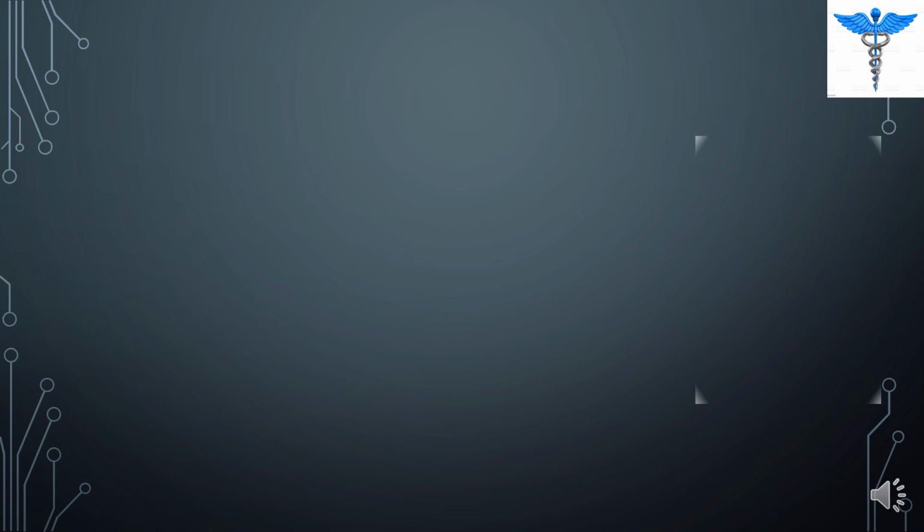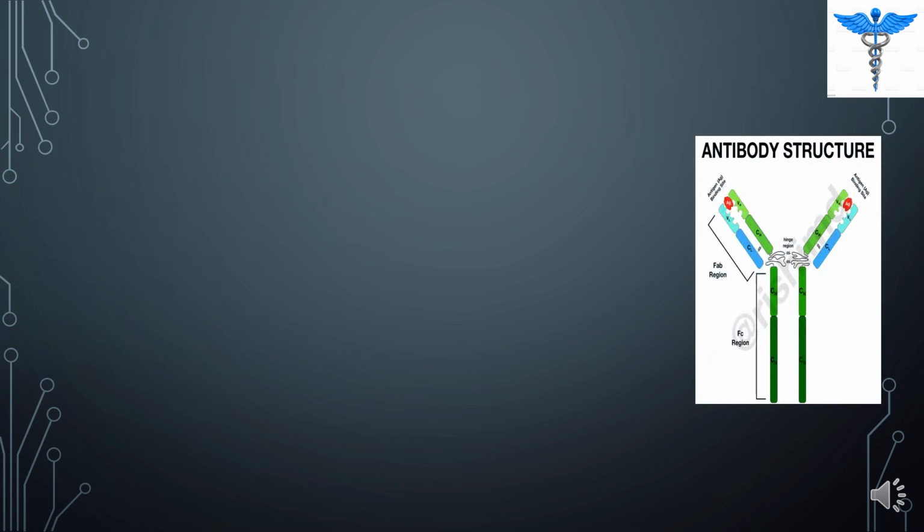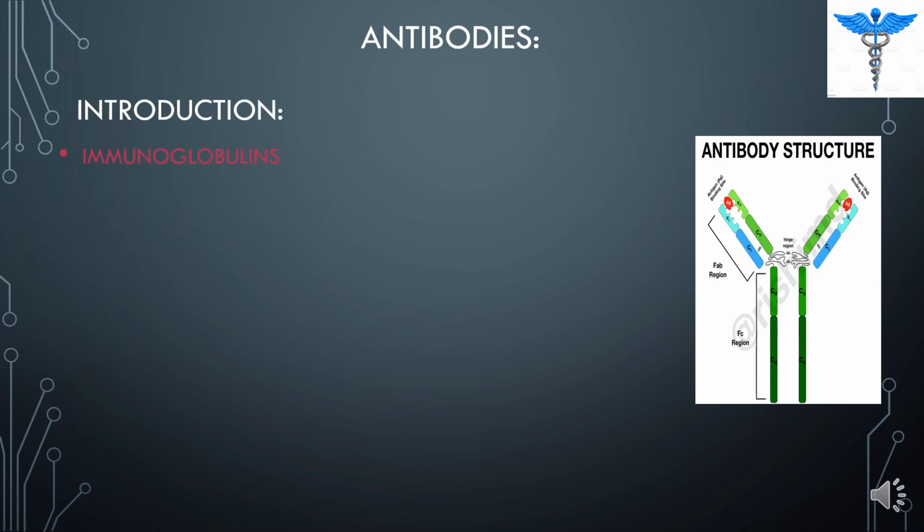So friends, we will start from the introduction of antibodies. Here you can see the structure of antibody. This antibody is immunoglobulin, and as immunoglobulin is a protein, antibody is protein in nature. It has 4 polypeptide chains, 2 heavy and 2 light. Highlighted in green is the heavy chain, while highlighted in light blue is the light chain.